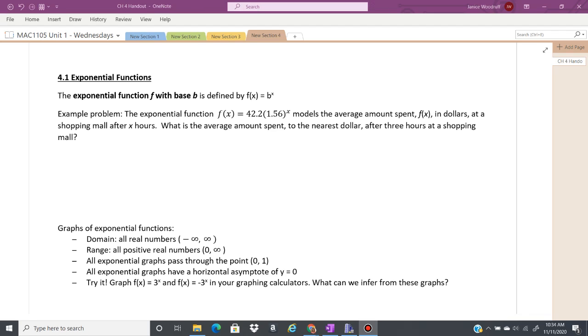Okay, in section 4.1, we are talking about exponential functions. An exponential function is defined by this equation right here, where you have f of x equals b to the x. An exponential function is basically any function that has a variable in the exponent.